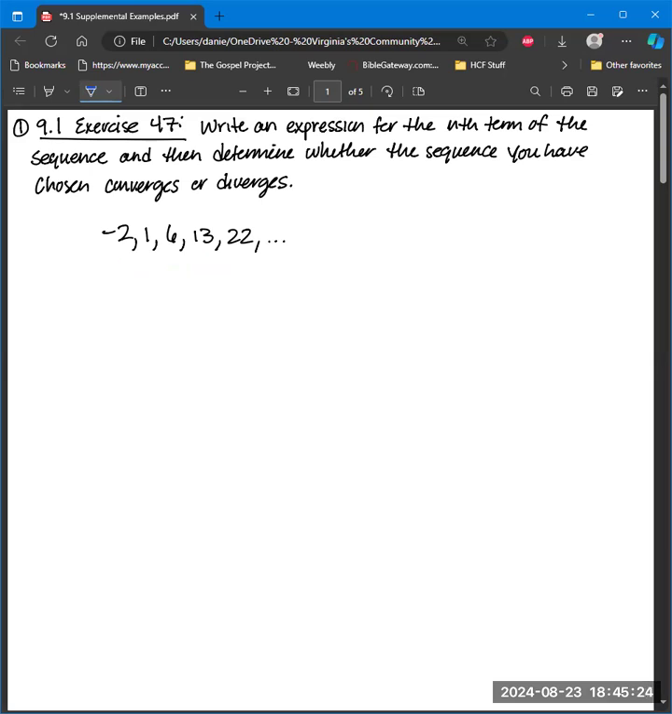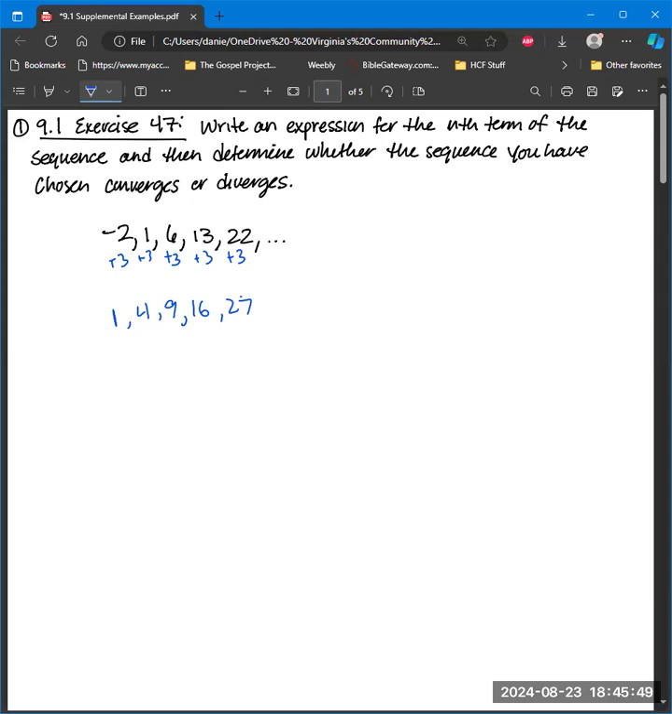So let's look at this. If I add 3 to this one, I get 1, and then add 3 to this one, I get 4. Add 3 to this one, I get 9. Add 3 to this one, I get 16. Add 3 to this one, I get 27. That's starting to look promising.